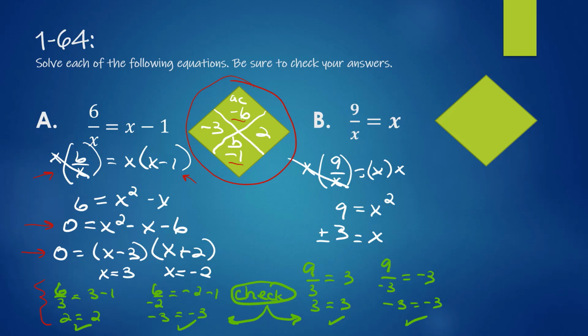I know I'm going through this quickly, but you can always pause the video in the middle of it and take your time to look at it. But these are both quadratics when you're done solving. Okay. Same thing on B, only B is a little simpler. I don't even need the diamond method on this because I multiply by x on both sides. I get x squared equals 9. Well, if you take the square root of x squared, that's x, and the square root of 9 is plus or minus 3. So down here I have checked both solutions and they work, and that is all you need for 1-64.